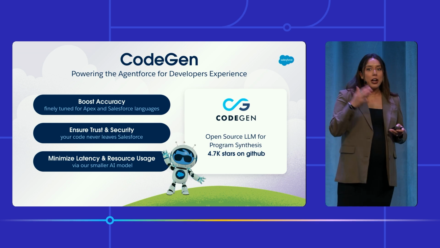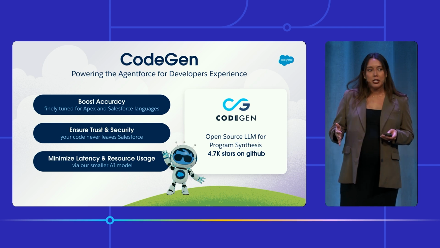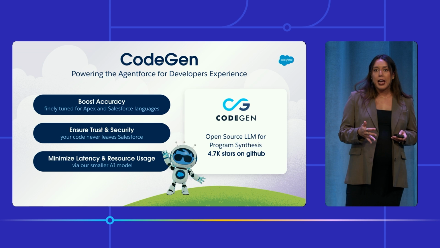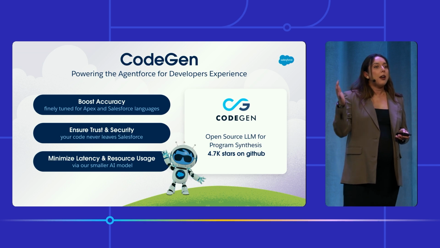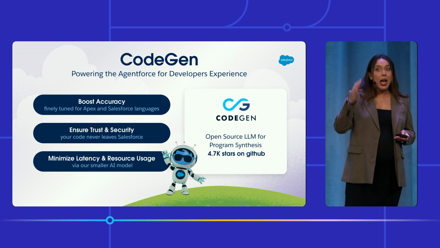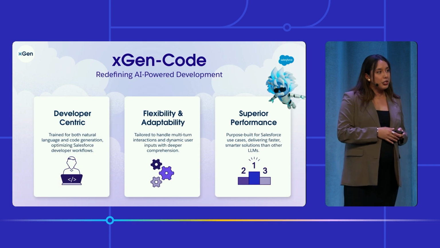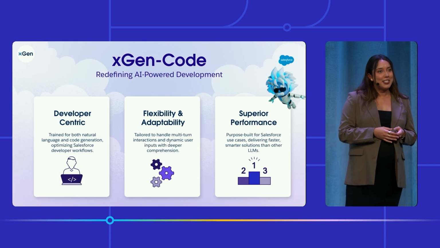But as we were iterating on Agentforce for developers, we realized we needed a model that wasn't just good at code generating tasks, but also great at natural language tasks, as well as natural language outputs. So we introduced XGen Code last year with the arrival of Dev Assistant.